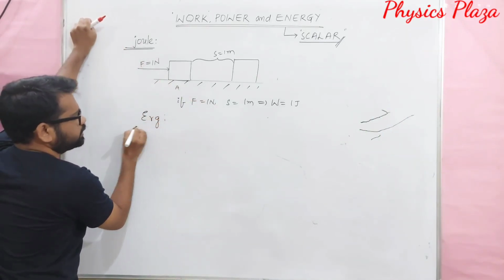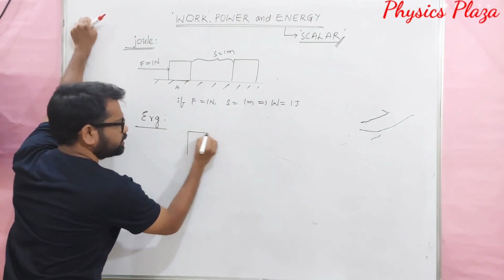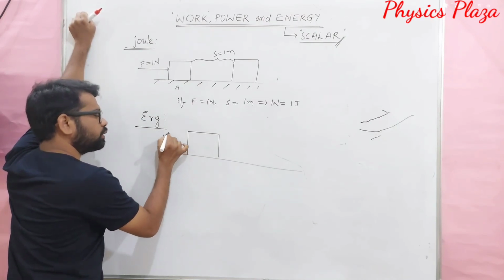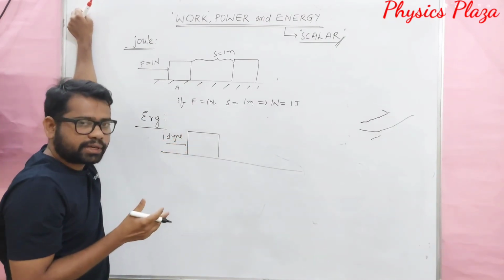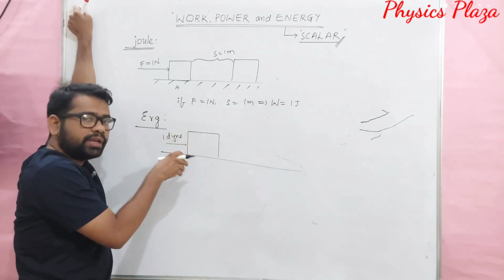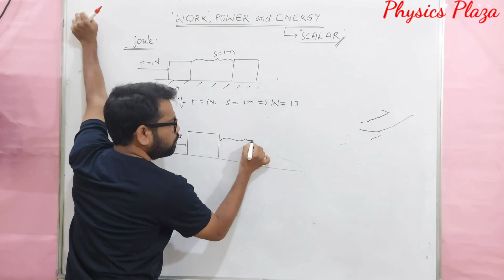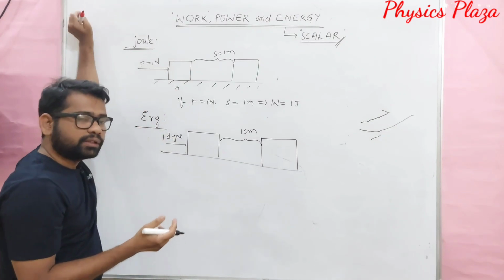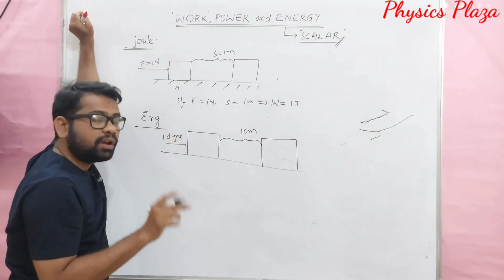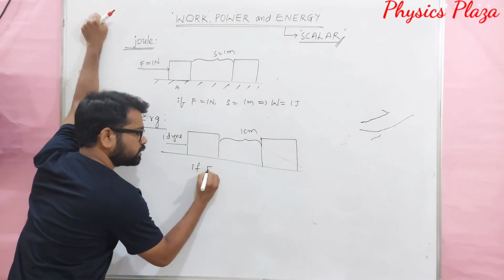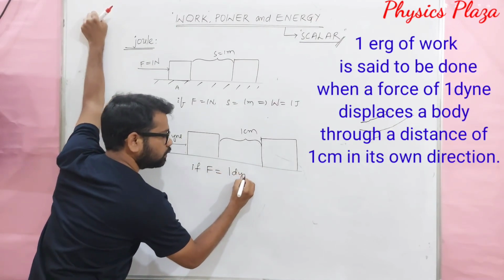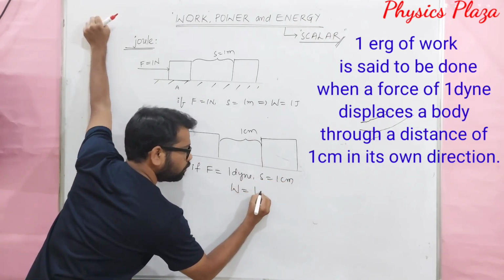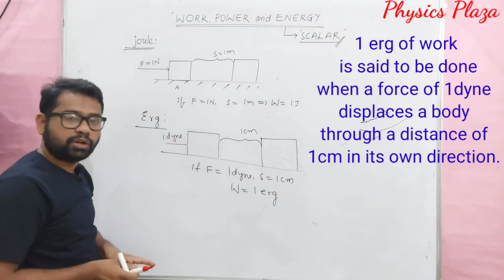Now what is erg here? Let us see. Children, same concept. Let us take an object. On this, one dyne force is acting. If it displaces the body through 1 centimeter distance, then the work done by this force we can call a 1 erg. Force is equal to 1 dyne, displacement is equal to 1 centimeter, then W is equal to 1 erg.